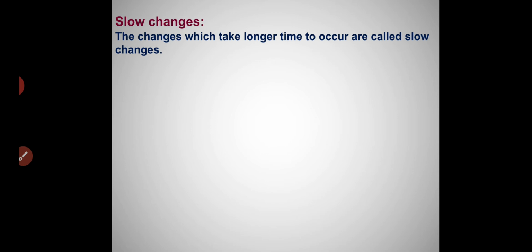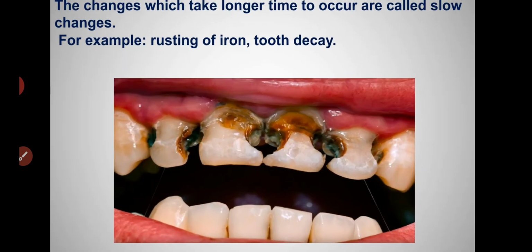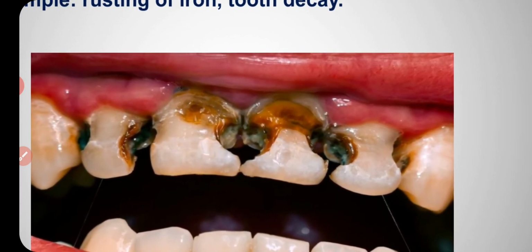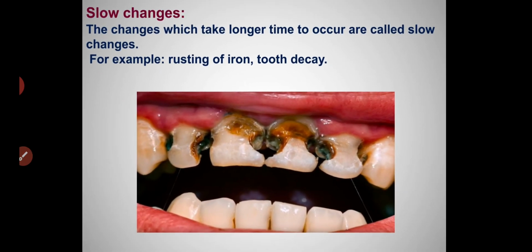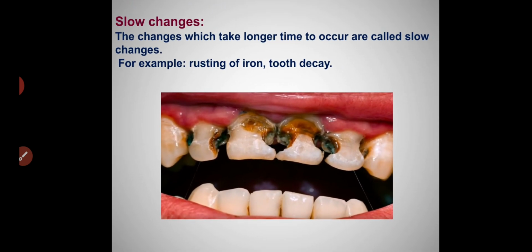A slow change: changes which take a longer time to occur are called slow changes. For example, rusting of iron, tooth decay. Tooth decay is a long process. Why? When you are small, continuously you are eating chocolate, so one by one your teeth become like this, right? This is nothing but tooth decay. So take precaution, don't eat more chocolates. Even if you like chocolates, eat them, then brush your teeth twice, thrice in a day.